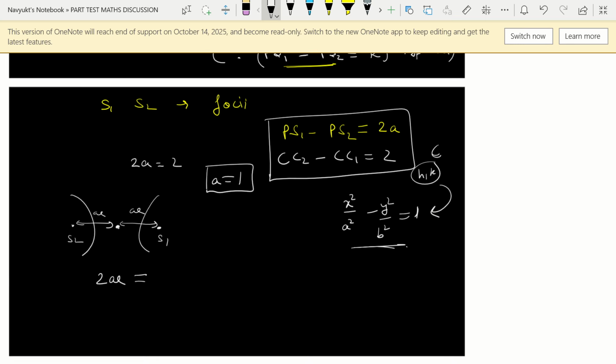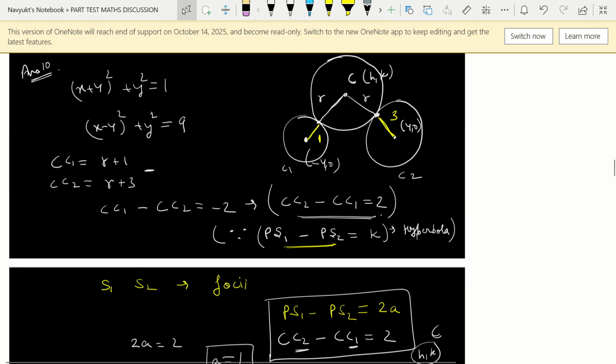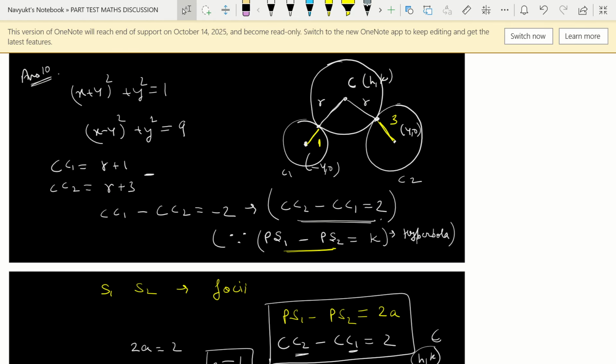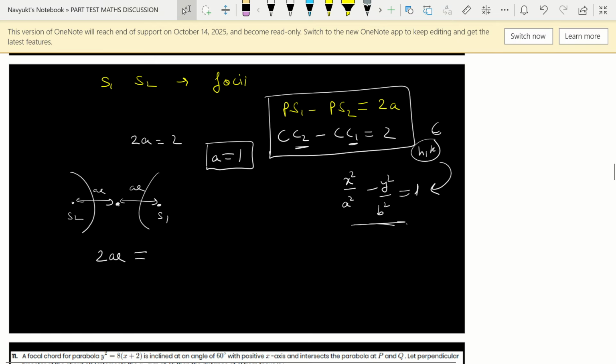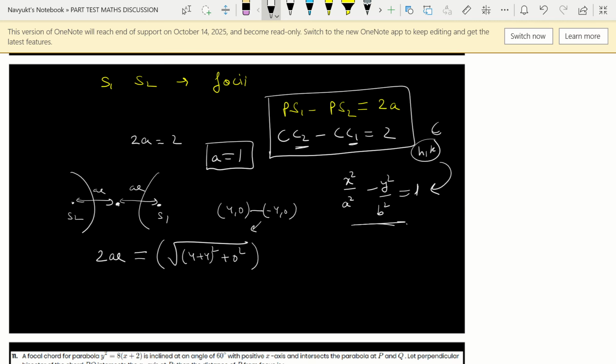What are the foci here? Observe S2 and S1. What are S1 and S2? Minus 4 comma 0 and 4 comma 0. What will be the distance between minus 4 comma 0 and 4 comma 0? This is what we need to find. That is nothing but the square root of 4 plus 4 whole square plus 0 square. So this gives us 8, so 2ae equals 8, giving us the value of ae as 4. a already is 1, so the e value is 4.